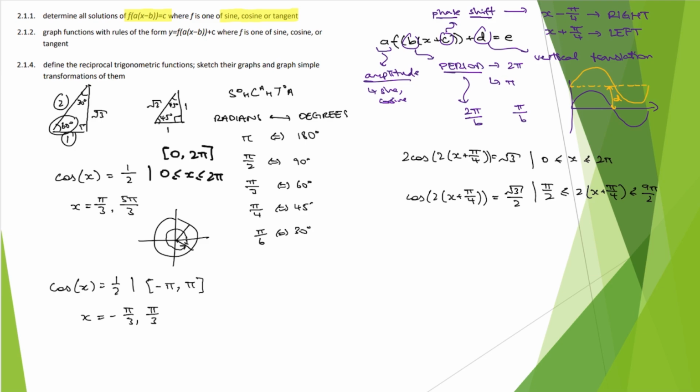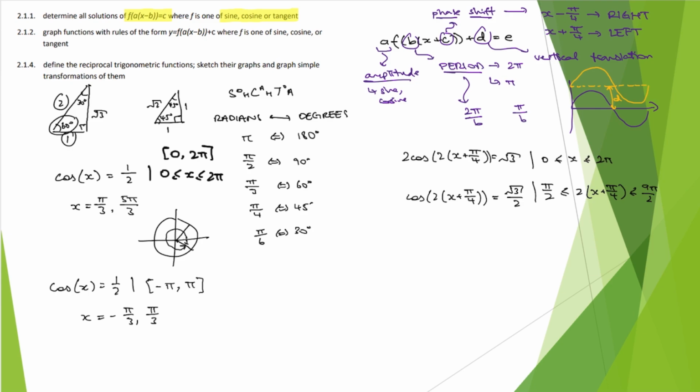Now, the next thing we want to do is solve for whatever's inside here. We don't need to worry about that now. We can call this bit y. So we're basically solving cos y is equal to root 3 on 2, where y is between pi on 2 and 9 pi on 2. That's another way we can think of it, but I'm not going to do that. So root 3 on 2.